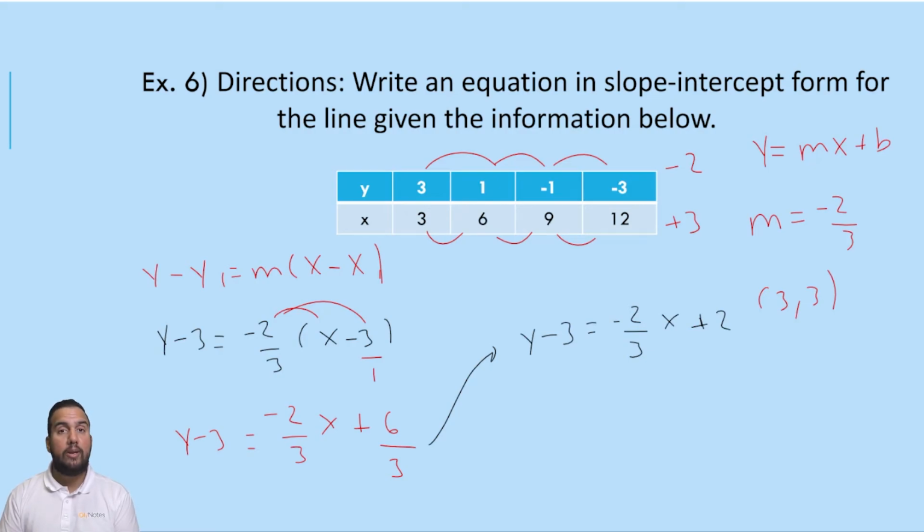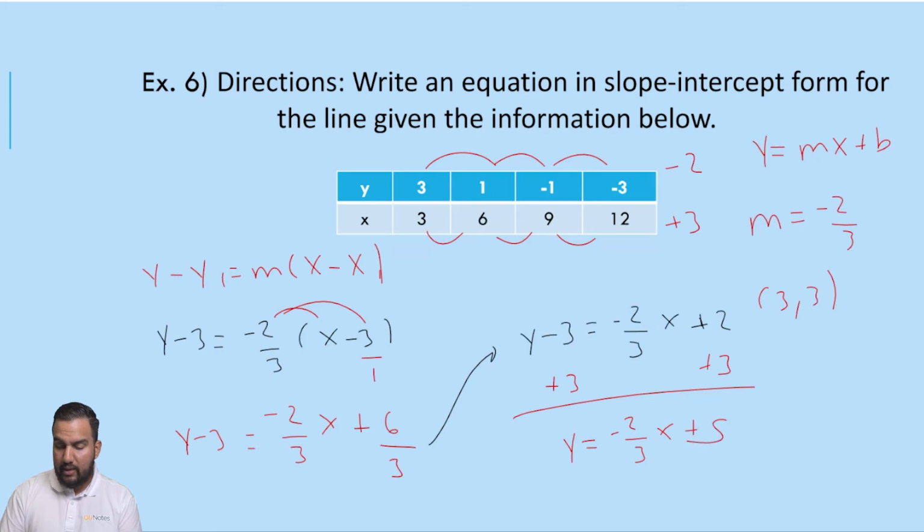So we said distribute and move over. What am I going to move over? The -3 by adding 3. And my final answer is going to be y equals -2/3 x, 2 plus 3 is 5. And that's my answer in slope-intercept form.